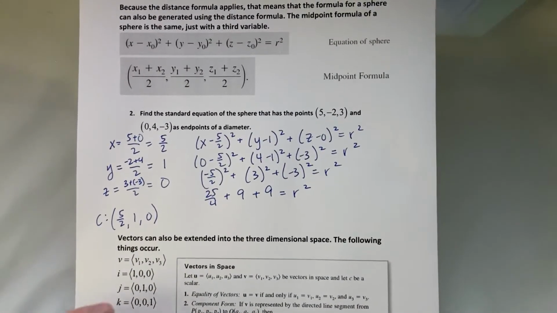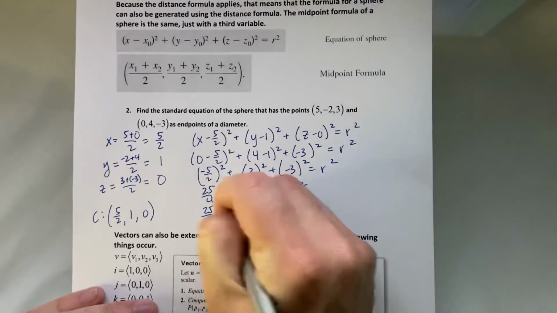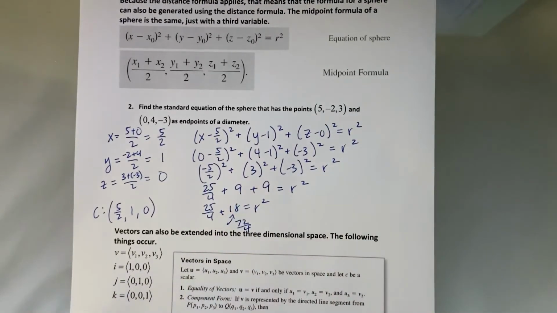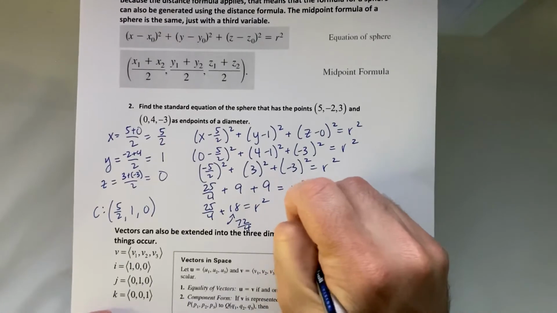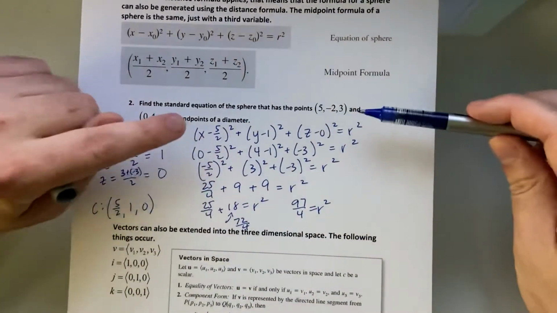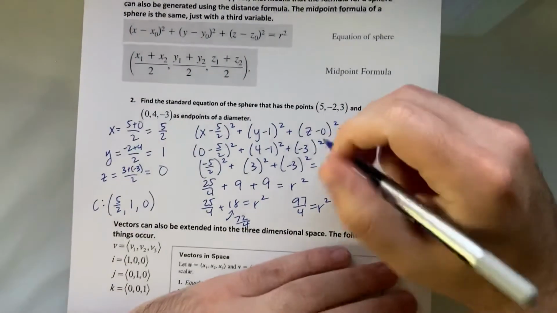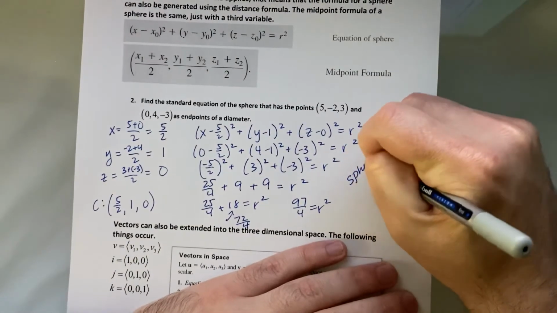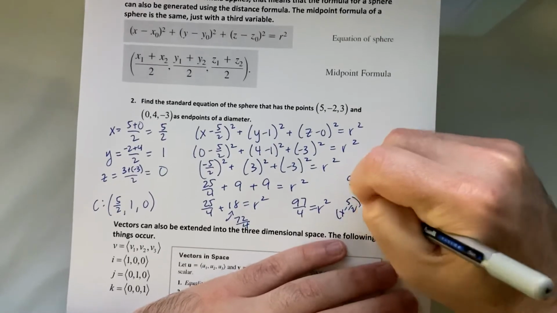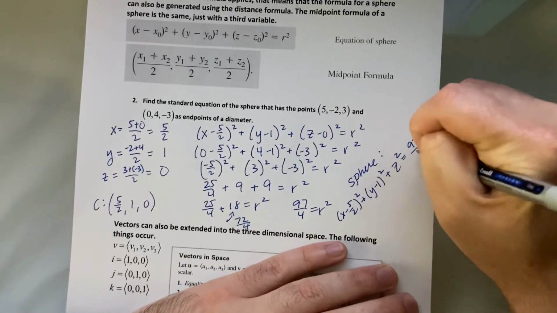Okay, so this is where we are. This is 25/4 plus 18, so r squared is 72/4. So 25 plus 72 is 97/4, which is r squared. What you do with the r squared is take it back into the original equation and replace the r squared with that number. So the equation for the sphere is (x - 5/2) squared plus (y - 1) squared plus z squared equals 97/4.